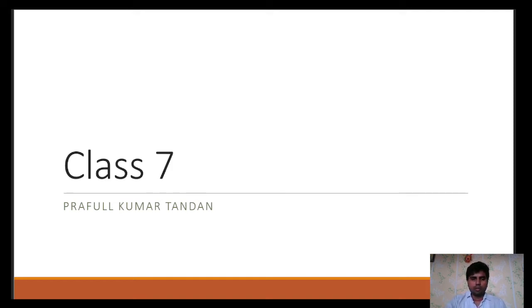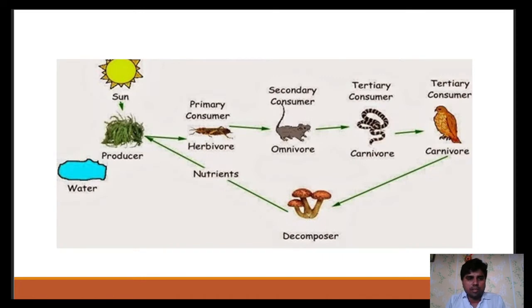Good morning, students. So today we are going to start the chapter of class 7, that is nutrition in plants. So let's see some of the pictures over here. What you can see here, students, is that there is one producer present here. Can you see the producer here, the green grasses?